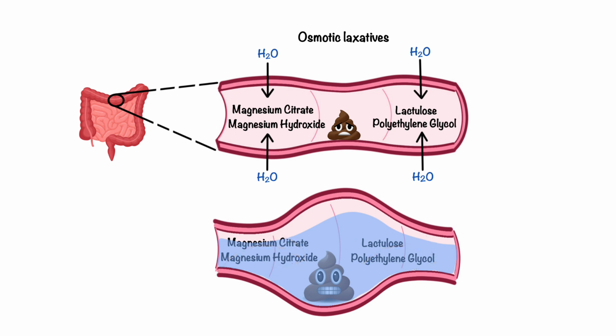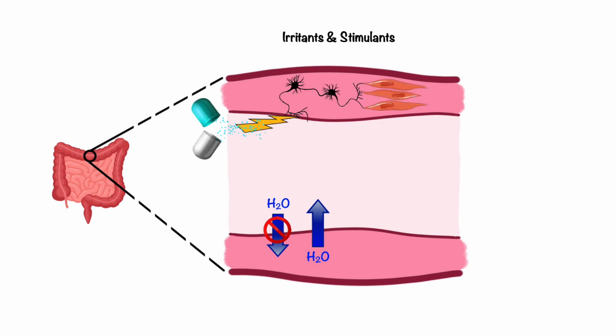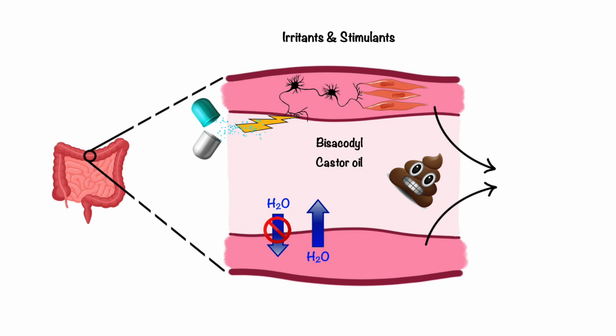The last most commonly used type of laxatives are irritants and stimulants. Laxatives in this group act by a variety of mechanisms. Some stimulant laxatives directly prevent water reabsorption in the colon, as well as promote water secretion from the intestinal cells into the lumen. Others irritate nerve fibers in the intestinal mucosa, thus triggering defecation reflex. Agents that belong to this group include bisacodyl, castor oil, and senna.